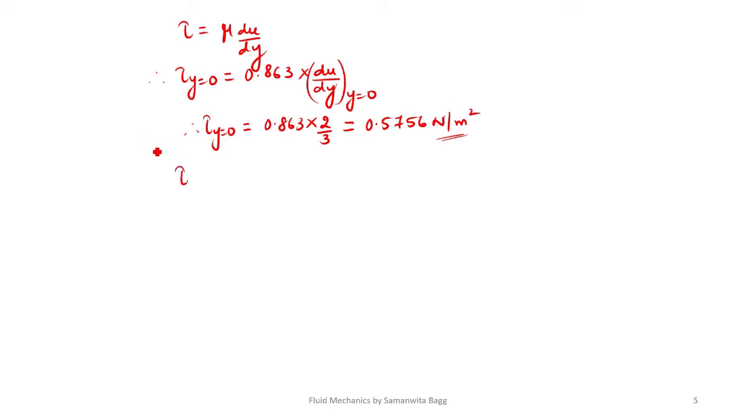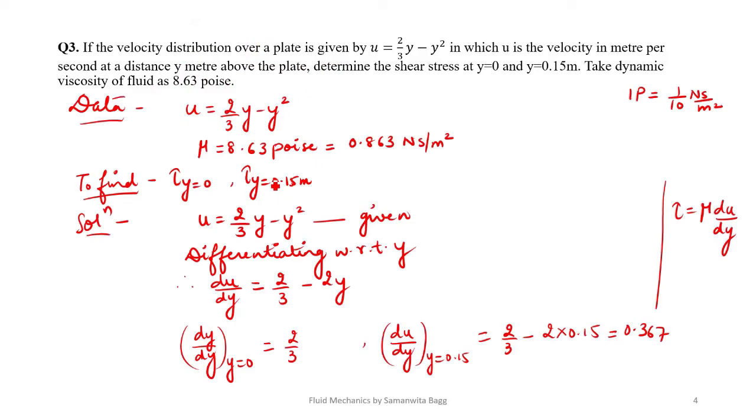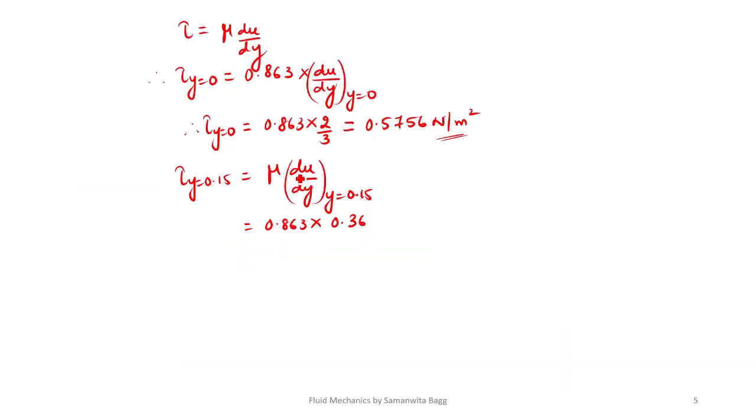Next, I need to calculate tau at y = 0.15. This will be mu into du by dy at y = 0.15. So this makes it 0.863 into 0.367. When I multiply these two, I get 0.3167 Newton per meter square. This is the value of tau at y = 0.15. This is how we will solve this numerical.